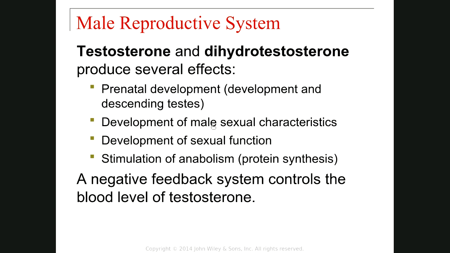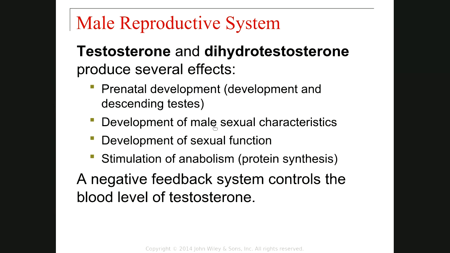The other function of testosterone and its metabolite is development of male sexual characteristics. They can work on the muscular system and the skeletal system, so you see that the muscles and the bones are bigger in the male than in the female. They can make secondary sexual characteristics in the male, which include wider shoulders, narrower hips, facial and chest hair, and more hair in the different parts of the body.